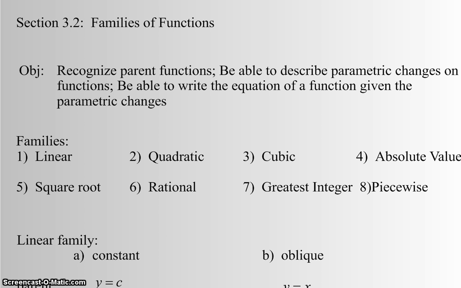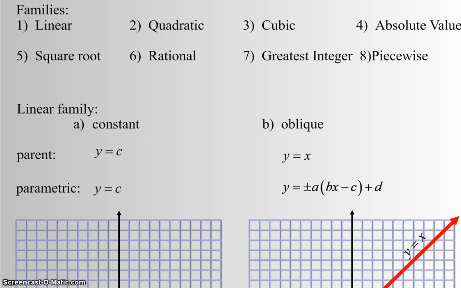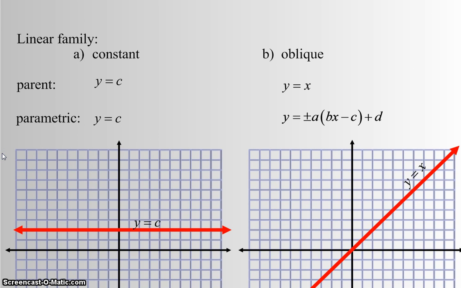piecewise. In the linear function family, that means they're lines. We have two types. We have a constant function, and a constant function is a horizontal line. And then we have oblique linear functions, which are all the lines that go at a slant, either positive or negative. Notice the vertical line is not included because a vertical line is not a function.